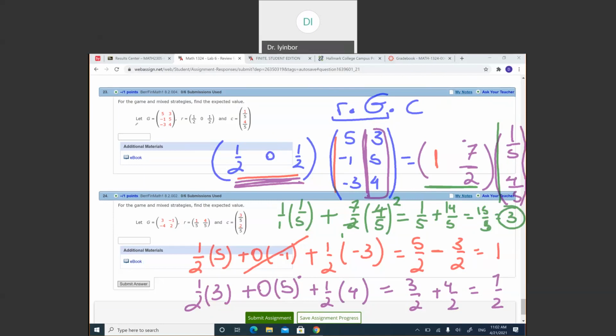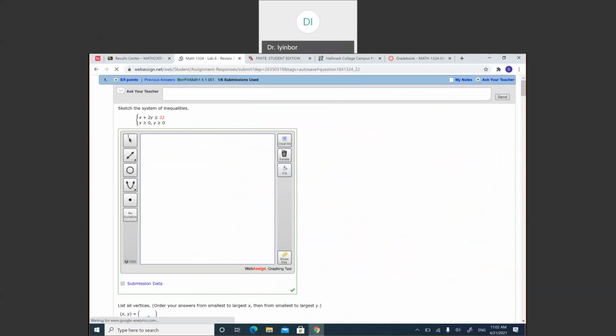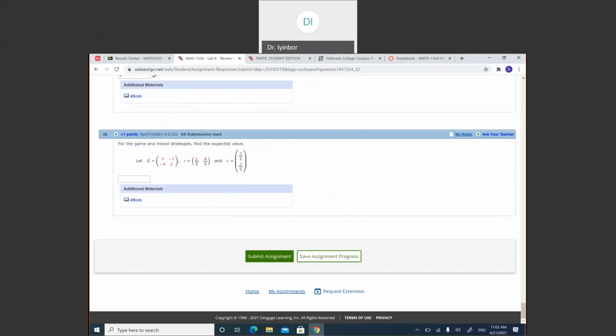So that's how you do everything here. And the last one is the same way, but it's a smaller matrix. So you have to multiply R times G times C. Okay? And I'll let you finish that by yourself. So the same way, the same idea.